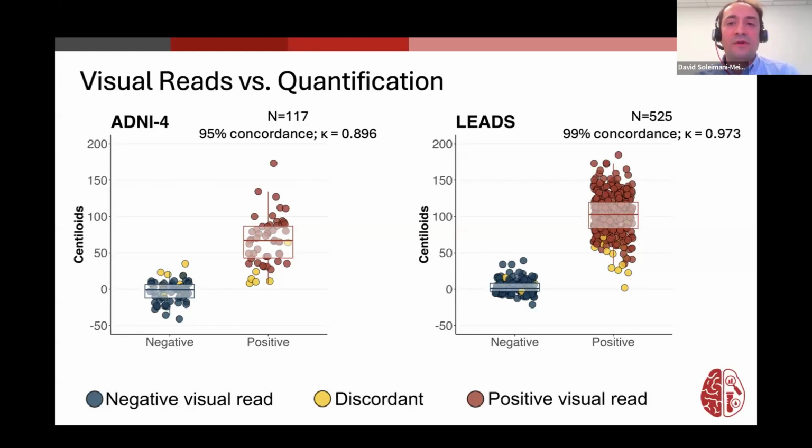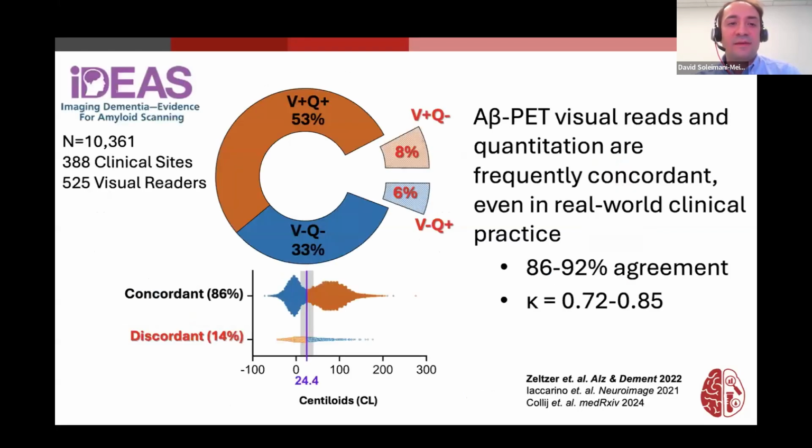However, it's worth noting that both ADNI and LEADS are highly selective research cohorts with centralized visual reads performed by expert PET readers housed at a single academic center and quantitation calculated using state-of-the-art PET data and processing pipelines. Next slide.